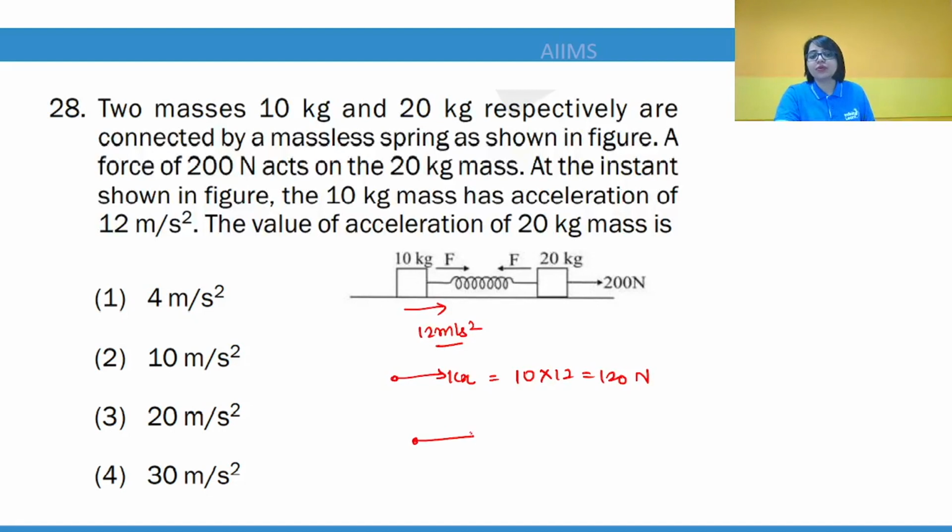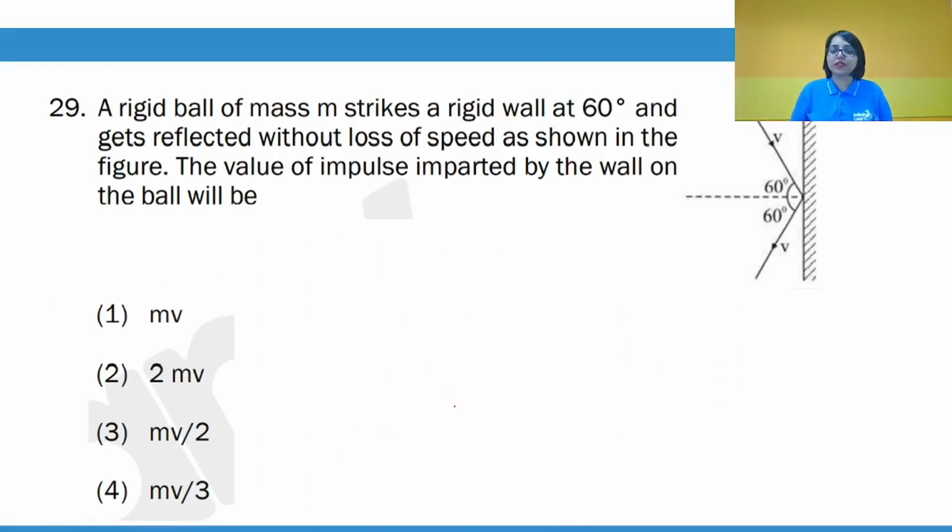For 20 kg, 200 Newton is in this direction and kx will be in the backward direction, 120. So net force will be 200 minus 120, that is 80 Newton, divided by mass of the block will give you acceleration, which is 4 meter per second square. Option 1 is correct. Next is question number 29.